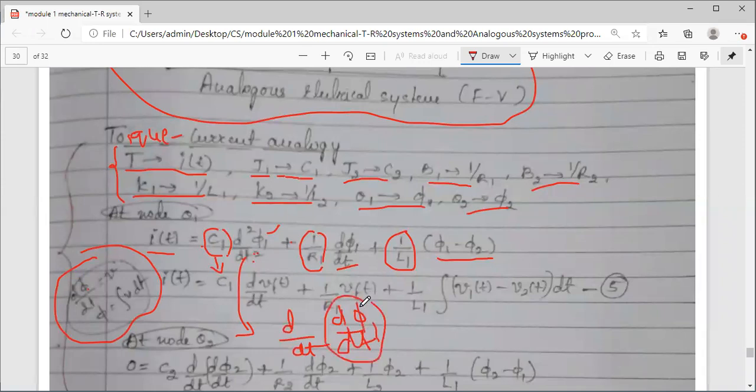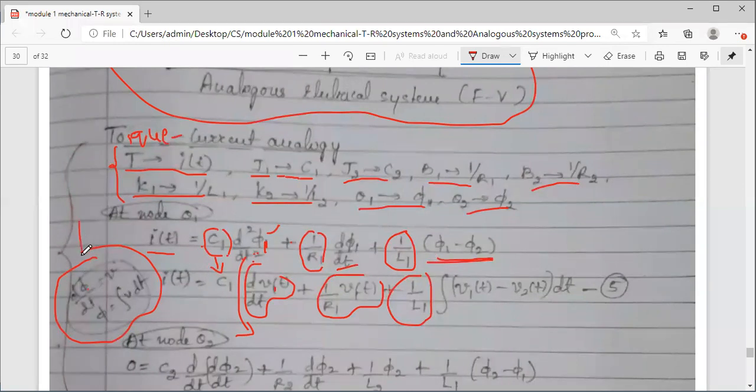So what is d phi by dt? It is voltage. So that I have replaced, and with the subscript 1, hence it is V1, plus 1 by R1, d phi by dt is voltage, so that too is V1, plus 1 by L1. How can I write phi from this equation? d phi by dt is V. How can I find phi from this equation? Phi can be obtained by integrating V over time.